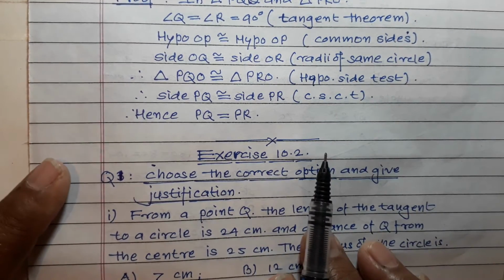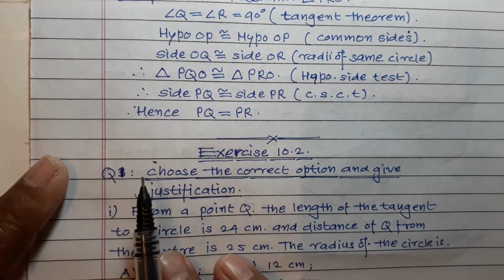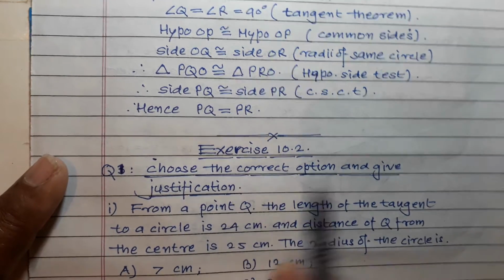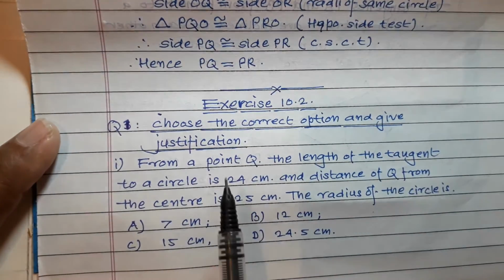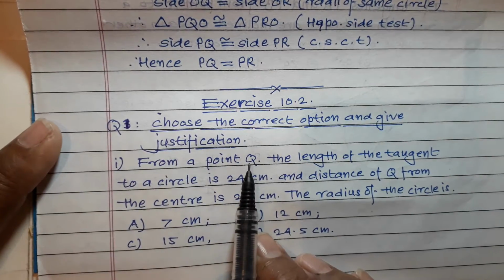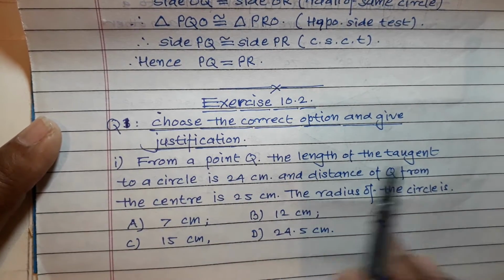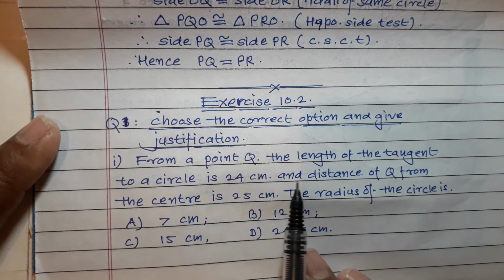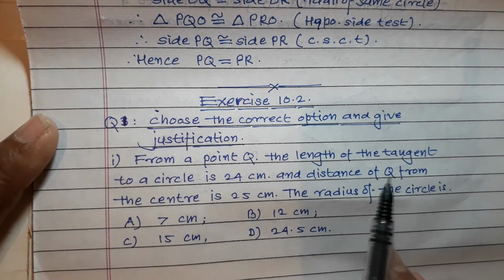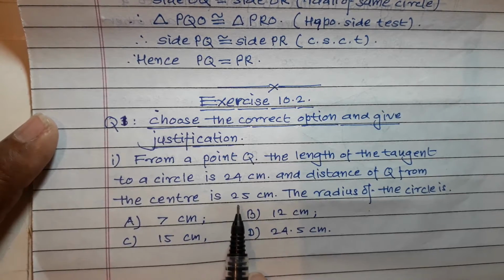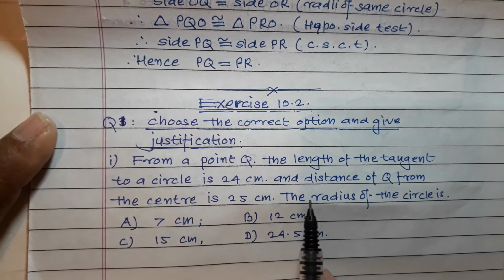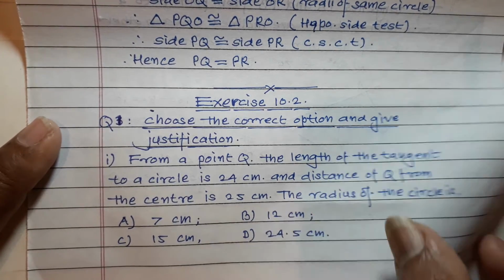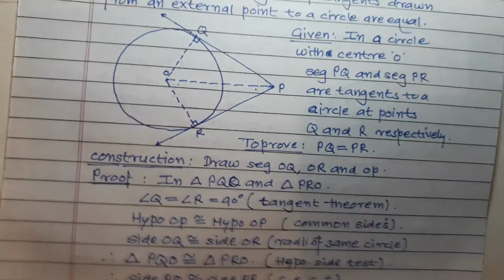Exercise 10.2, question number 1. Choose the correct option and give justification. From a point Q, the length of the tangent to a circle is 24 centimeter and the distance of Q from the center is 25 centimeter. The radius of the circle is. Okay, now we will calculate this.